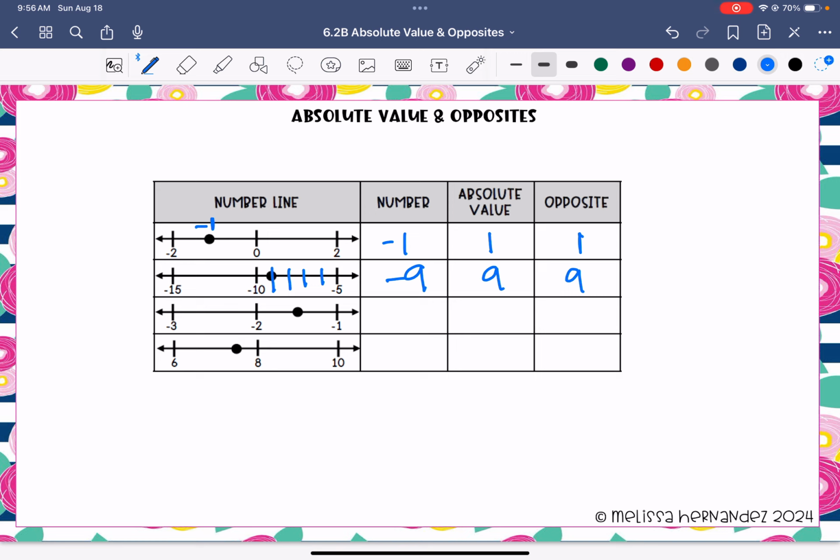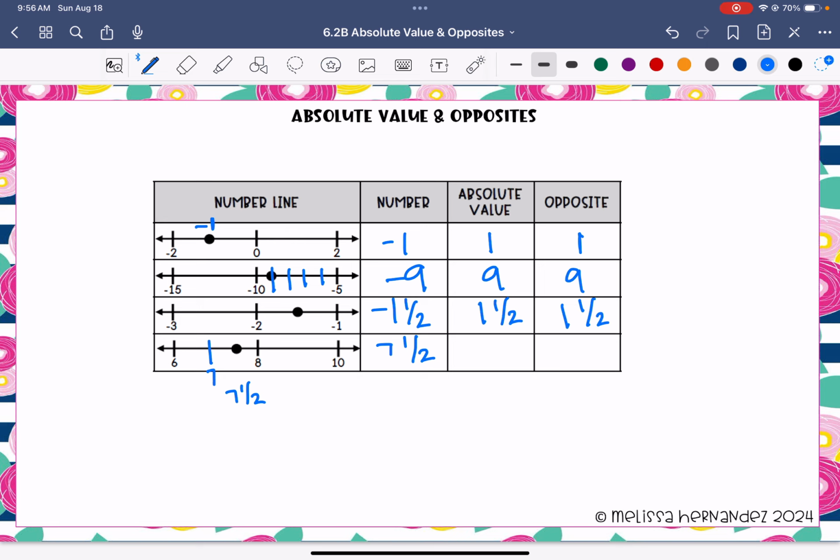All right, for the third one, since it's halfway between -1 and -2, it would be -1.5. How far is that? 1.5. And then the opposite is 1.5. The last one, halfway would be 7, and then halfway between 7 and 8 would be 7.5. So our number is 7.5.